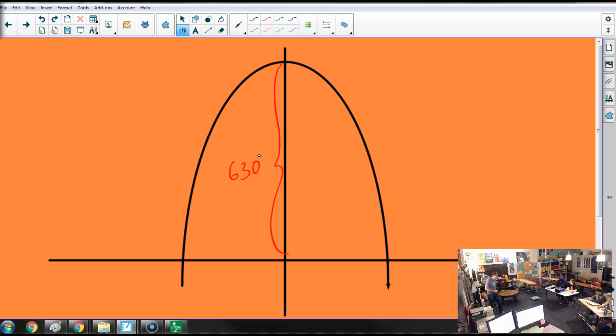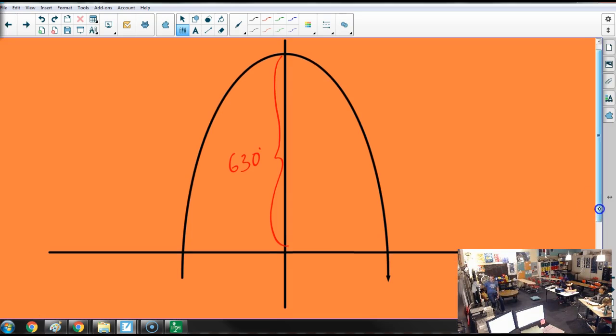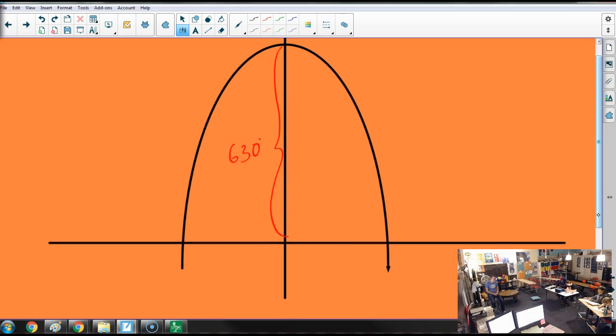Wait, hold on. I'm kind of proud I was that quick. That's 630. Yes, 630 feet. One tick is a foot mark. And then what's that? Oh, half of 630, half of the width. Why would that be half? Because they're the same. Half of 630 would be 315.